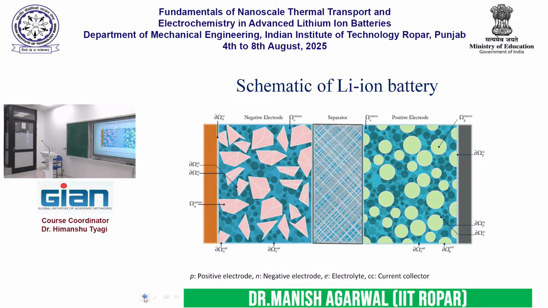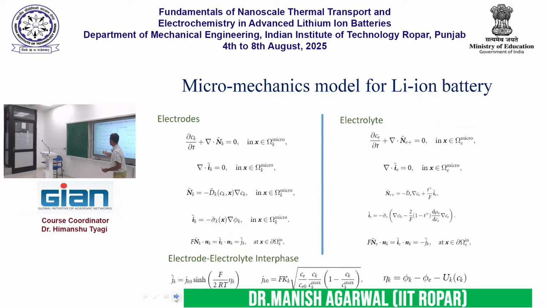So at this boundary of the particle, there is a torque going on between the electrode and electrolyte, and that torque is quantified by the equation below, known as the Butler-Volmer equation. What it says is that the current flowing depends on jk naught, which is a constant, times sinh of F by 2RT and eta k. So eta k is what is known as overpotential.